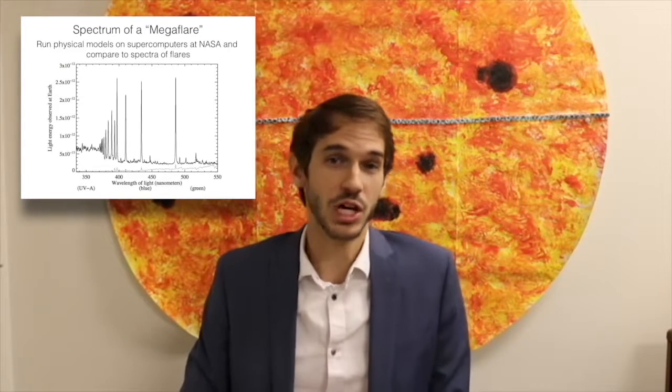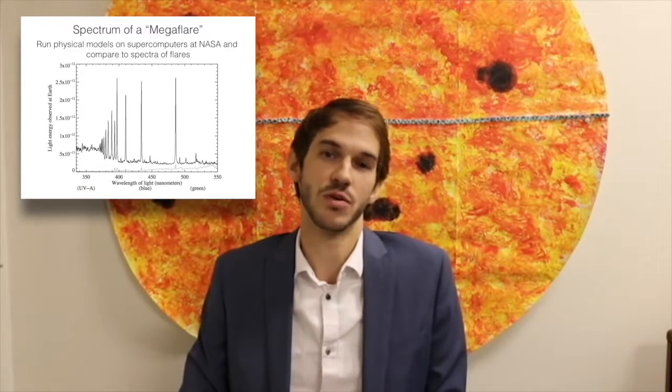So what we can do with flares on other stars is we can obtain spectra. We can measure the amount of blue light to the amount of red light. And with this, we can measure how the temperature changes during the flare. So here's a spectrum of a famous flare on another star. This other star is a red dwarf star. We call it the mega flare because it was so huge and produced so much energy.